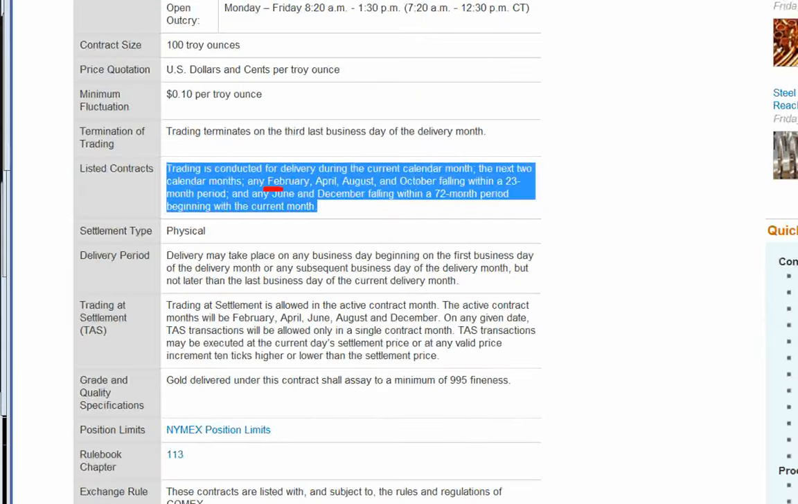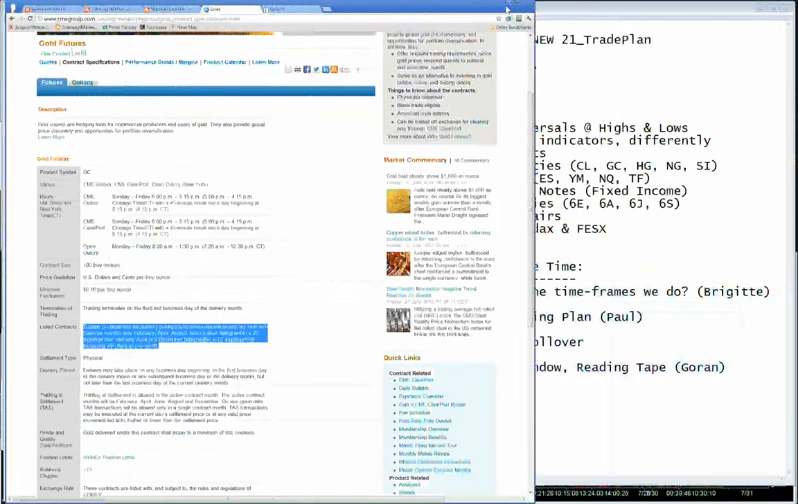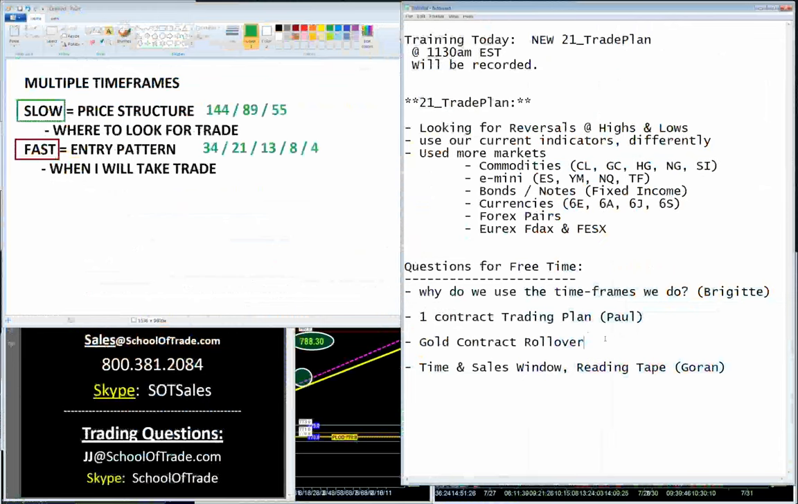It told us that you've got your normal every other month, but then every 72-month period, we're also going to get June and December. So the last 2 years, we have not seen the 12-month trade. Learn something new. We confirmed this morning that the 12-month had been rolled over, and so you are now trading the 12-12 contract on the GC.